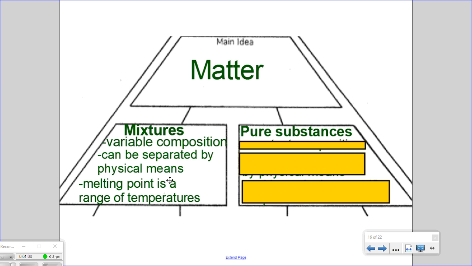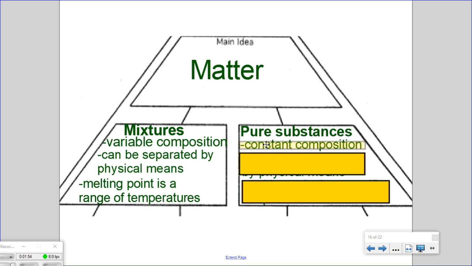That they can be separated by physical means means we can actually separate them in some way, either by filtering or separating them by hand. Or, for example, if you have salt water, you can boil the salt water, separating the water from the salt. And because you have a combination of things mixed together, their melting points or even their boiling points are not going to be at one specific temperature. It'll occur over a range. So, for example, pure water will freeze at 4 degrees Celsius, whereas tap water will freeze over a range of 4 degrees to 0 degrees.